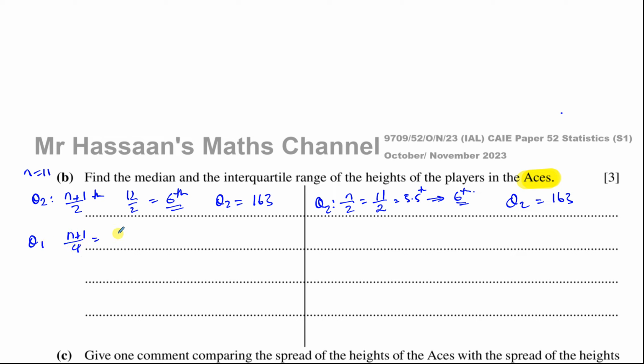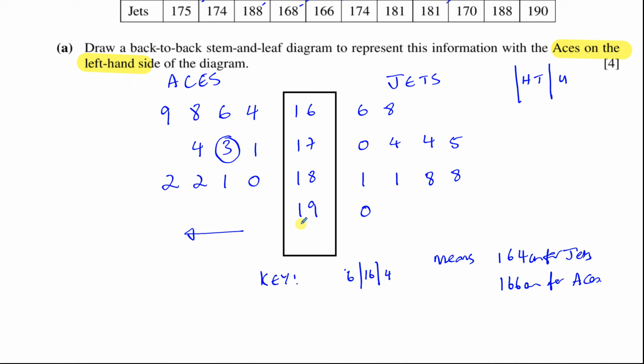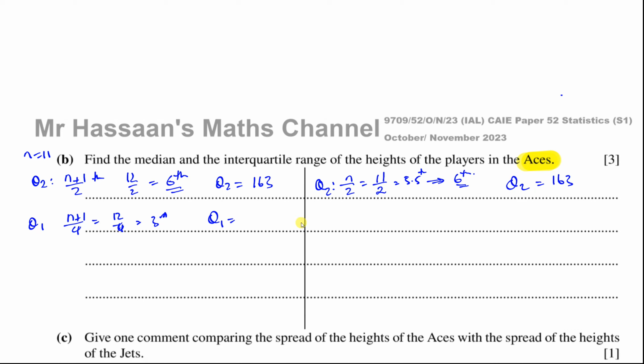And to find Q1, in this method, you would have basically n plus 1 divided by 4. That's going to give you 12 divided by 4, which is the 3rd entry. All right, so we can say Q1 is going to be the 3rd entry. So we count along to find the 3rd entry. So you have 1, 2, 3. It's going to be 168. 168, remember looking at the aces. Okay, if we use this method, we'll do the same, similar kind of thing.